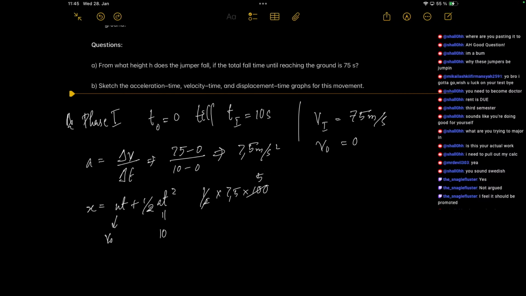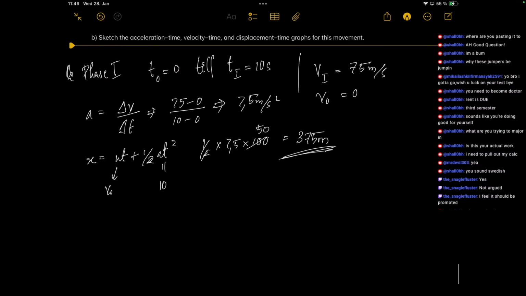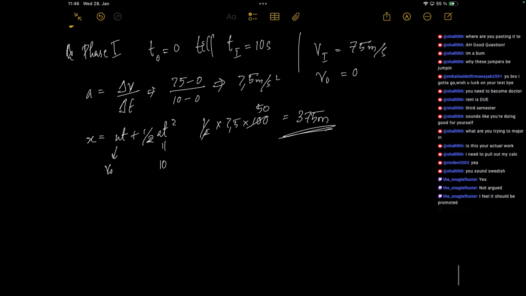That will be 50 times 7.5, which is 75 into 5. Do the mental math. 7.5 into 5, or 75 into 5. 7 fives are 350, 5 fives are 25, so 375 meters. That's phase 1.